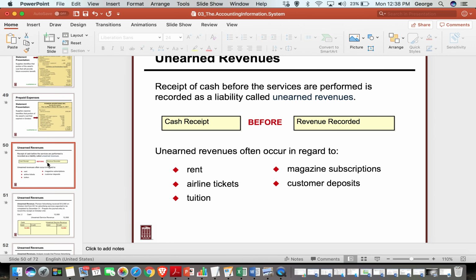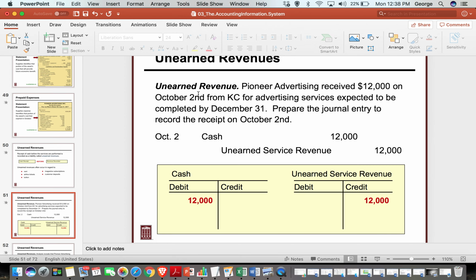All right, and then unearned revenue, where we receive the cash before the revenue. So example, right, I received some cash, $12,000 on October 2nd for KC for advertising, expected to be completed by December 31st. So when I make the first entry, I'm not going to record any revenues because I haven't done any work. I'll just debit cash and credit unearned service revenue for $12,000.